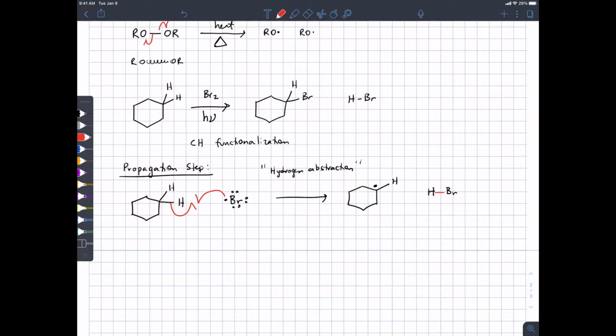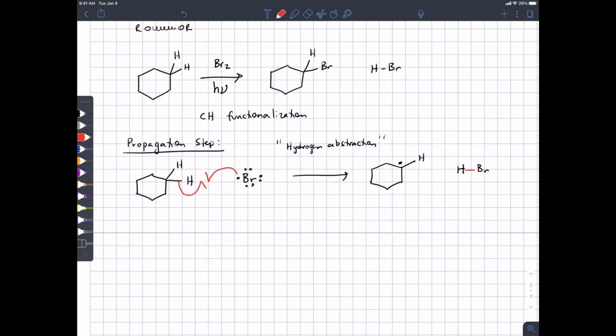Some people in drawing radical mechanisms will draw another arrow here representing that the other electron is left behind on the carbon. That's fine. It's also implied just in what we've drawn there. We took hydrogen and one of its electrons to make a new hydrogen-bromine bond, and we left the other electron behind on the carbon.